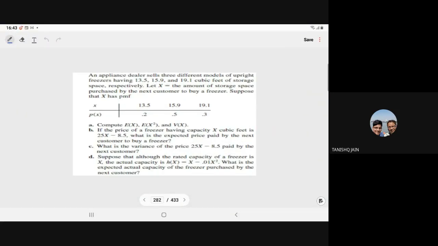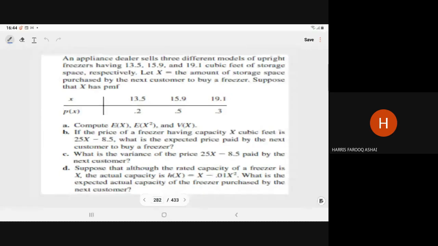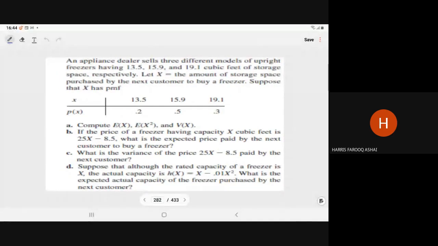An appliances dealer sells three different models of upright freezers having 13.5, 15.9 and 19.1 cubic feet of storage space respectively. Let X be the amount of storage space purchased by the next customer to buy a freezer. Suppose that X has the probability mass function 0.2, 0.5, 0.3. The total probability is 1, so there is no other type of fridge, only these three types. Compute EX, EX square and variance of X.